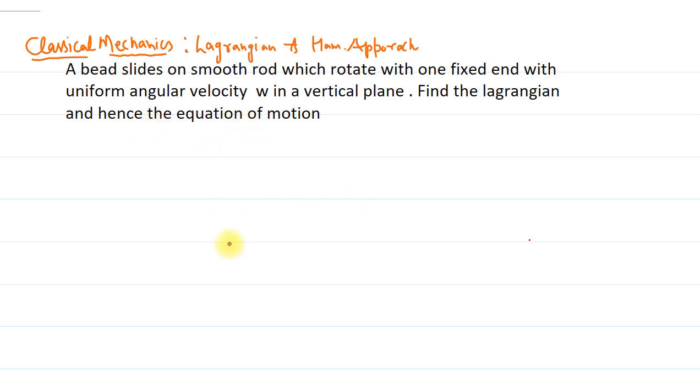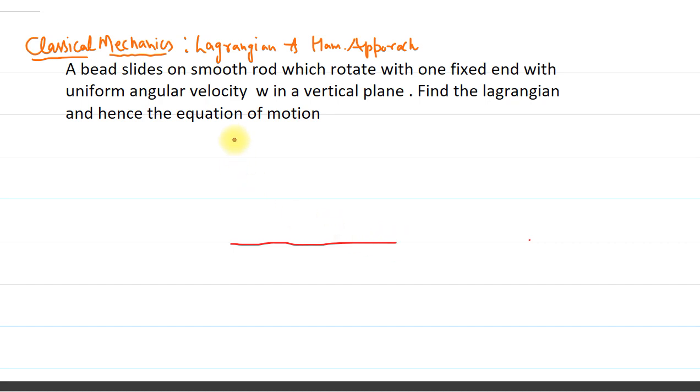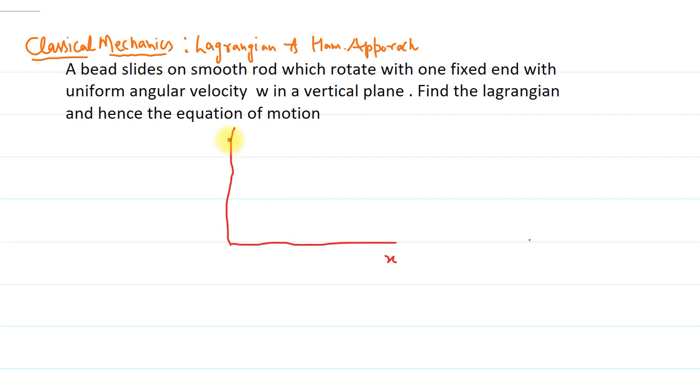So first of all, we simply draw the diagram. Let's suppose this is our x and this is our y. Students, let's suppose this is some rod being attached, one end is fixed there. So this rod is rotating with angular velocity omega in a vertical plane. On the rod we have a bead that is sliding. It is given in the question: the bead is sliding on the smooth rod. This rod is smooth, so there will be no friction.